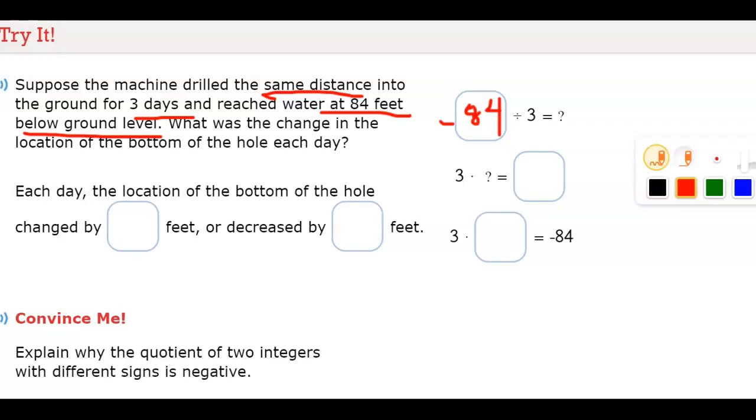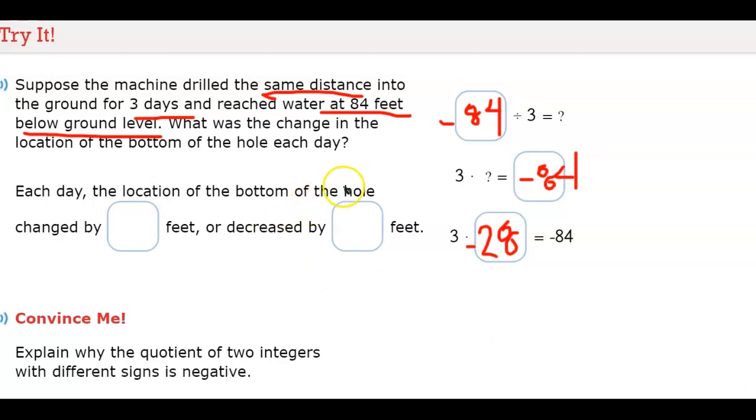So because it is negative 84, 3 times what equals negative 84? So 3 times negative 28 equals negative 84. So each day the location at the bottom of the hole changed by negative 28 feet, or decreased by 28 feet.